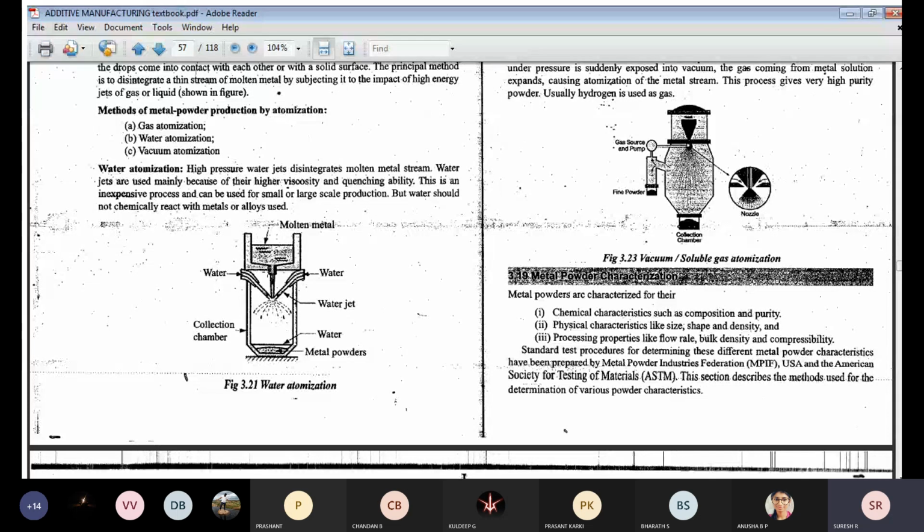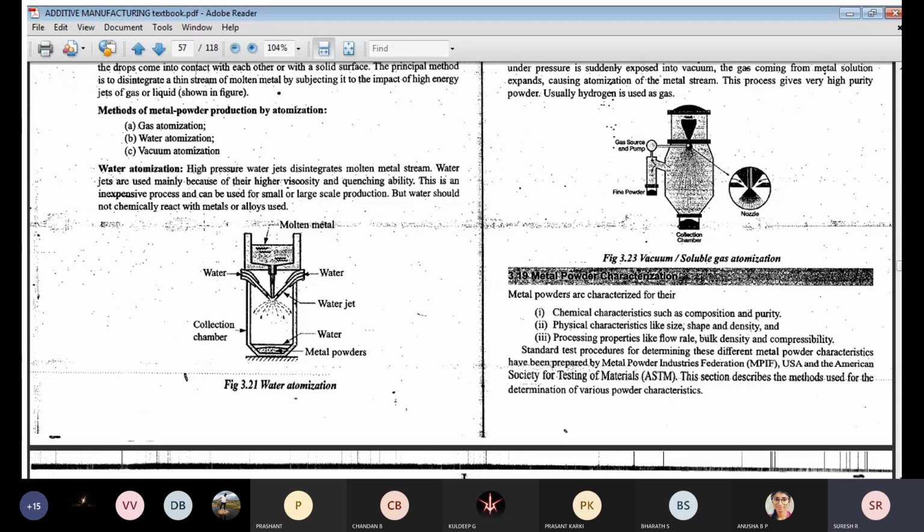In this case the pressure will be very high. The high pressure water jets disintegrate the molten metal streams. Water jets are used mainly because of their higher viscosity and quenching ability. This is a simple, inexpensive method of obtaining powder particles. The water should not chemically react with the metals or alloys used. This is the water atomization demonstration process. We get fine metal powders over here. The process is simple. Once you draw the diagram, you can check the explanation. There is nothing new over here. The molten metal particles are poured into the chamber.